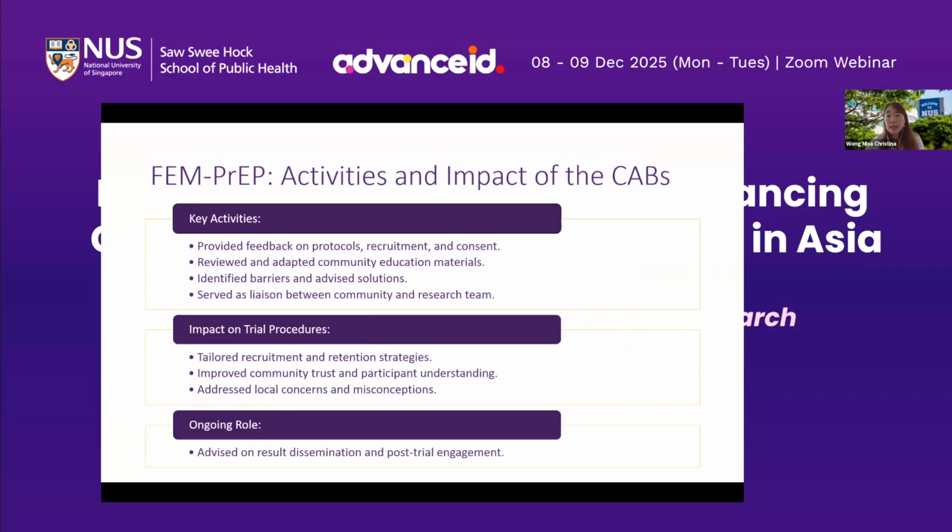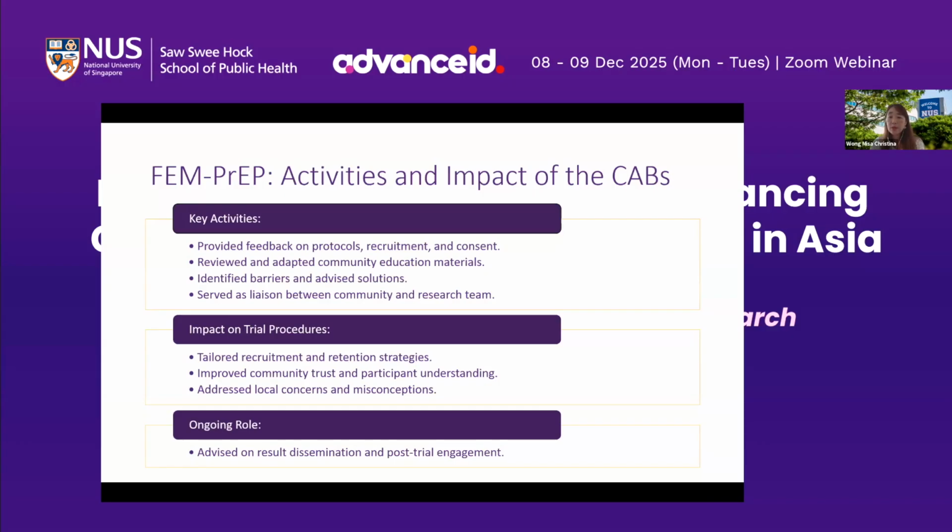So the CAB for FEMPREP played several pivotal roles throughout the trial. They were involved in reviewing research protocols and participant materials, ensuring that the language as well as the concepts were accessible and respectful to the community. The CABs also gave invaluable advice on community education campaigns. They also helped to tailor messages and materials so that they resonated locally and addressed specific concerns.